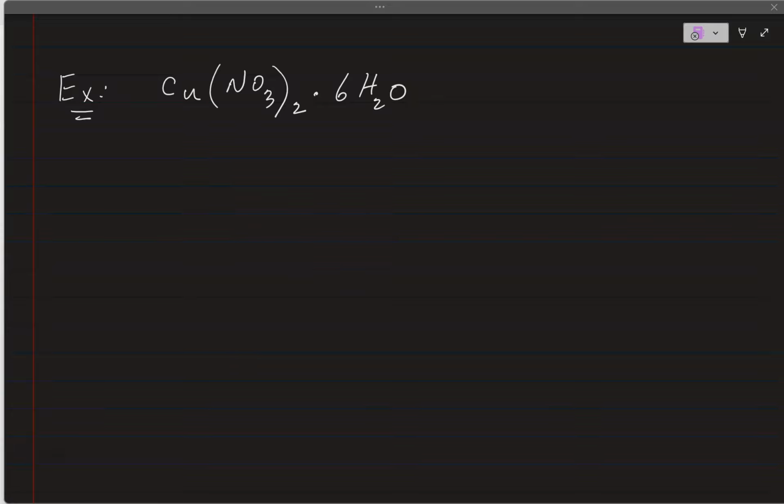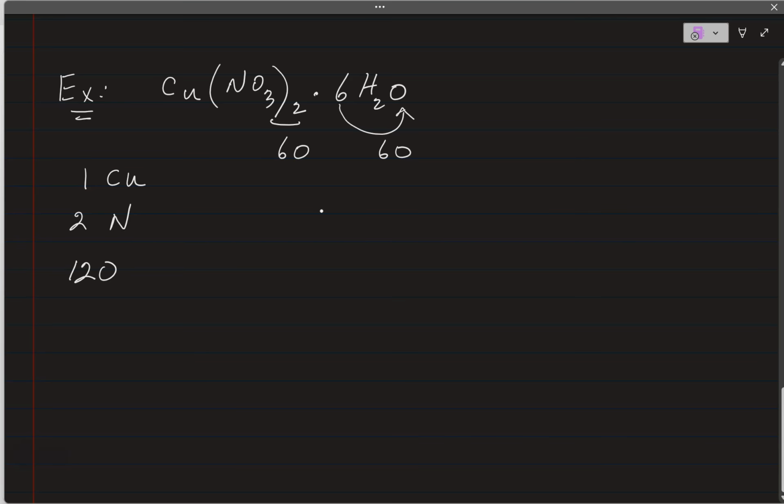This 1 copper we have. And then 2 nitrogens. We have 6 oxygen plus another 6 oxygen there. So we have 12 oxygen. So be careful with that. We have 6 from here, and then we have 6 from here. 6 oxygen and 6 oxygen, okay? So be aware. And then we have 6 times 2, which is right there. That's 12 hydrogen, okay? So we also have 12 hydrogen.